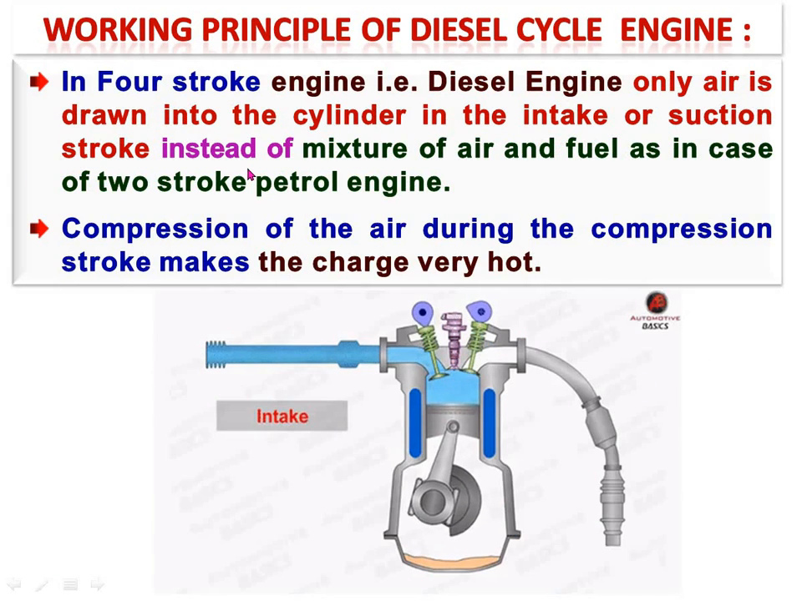Now we will see the working principle of the diesel cycle engine, means our compression ignition engine. In a 4-stroke diesel engine, only air is drawn into the cylinder in the intake, or we can say suction stroke, instead of a mixture of air and fuel as in the case of a petrol engine. We will see this in the narration.